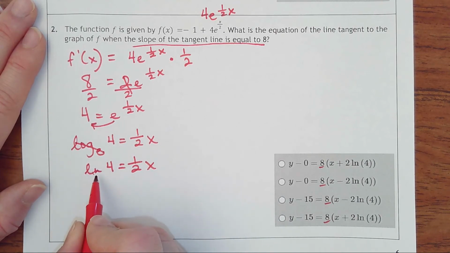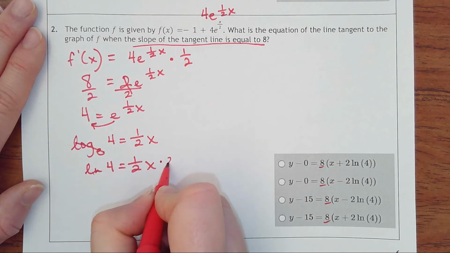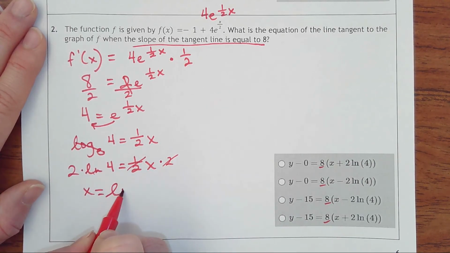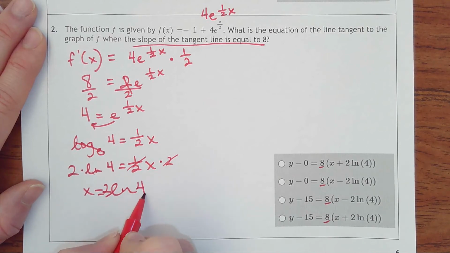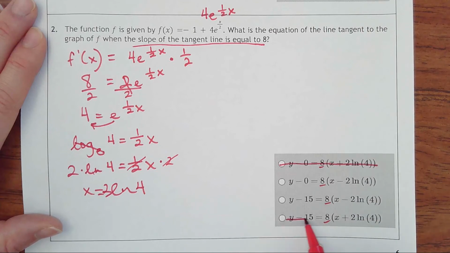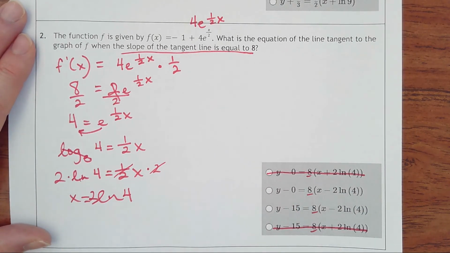This is actually going to be an answer. We could put it on our calculator and get a decimal. So all I'd have to do is multiply by the reciprocal, which is 2. So x equals 2 natural log of 4. And it's positive, so it'd have to be x minus. This one's out, and this one's out. So now we need to figure out our y value. Is it 0 or is it 15?